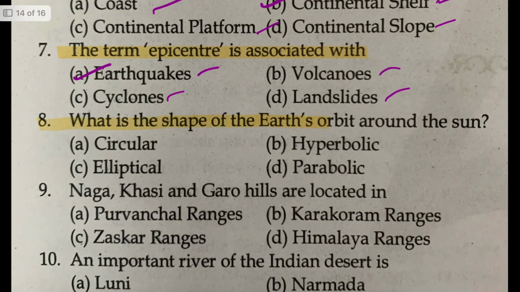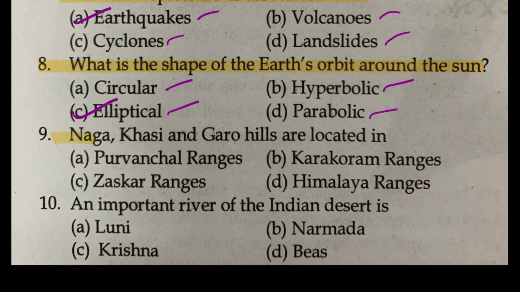Question number 8. What is the shape of Earth's orbit around the Sun? Circular, hyperbolic, elliptical, parabolic. The answer is C, elliptical. Earth's orbit is not a perfect circle, it is elliptical or slightly oval shaped. This means there is one point in the orbit where Earth is closest to the Sun and another where Earth is farthest from the Sun.